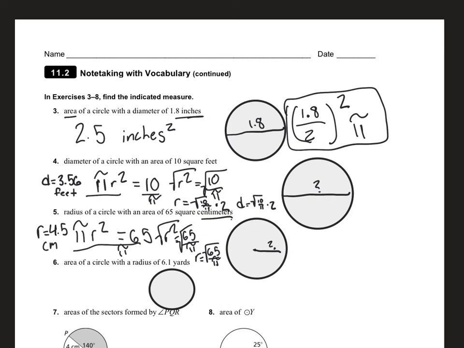Okay, and then our last question, an area of a circle with a radius of 6.1. So we're given our radius. This is basically a basic question. So our formula is pi r squared. So 6.1 squared multiplied by pi. Plug that in the calculator and you get area, which is equal to 116.9 yards squared.